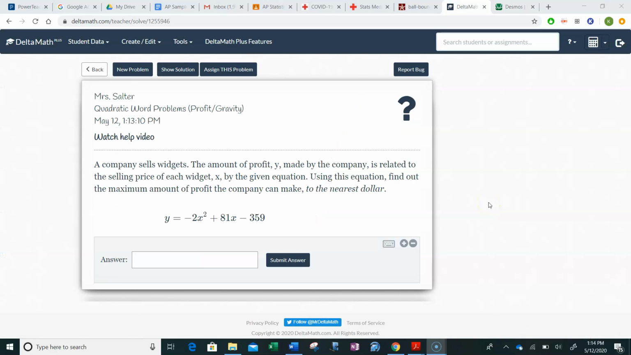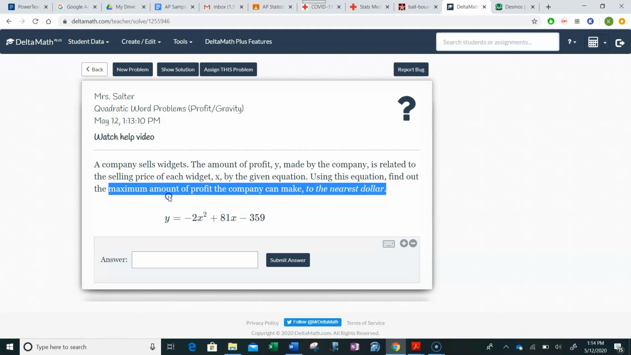Okay, so let's look at a Delta Math question. A company is selling widgets. The amount of profit Y made by the company is related to the selling price of each widget X by the given equation. Using this equation, find out the maximum amount of profit the company can make to the nearest dollar. So folks, it is asking for the maximum amount of profit. Immediately you know you need to find the maximum of this function, which is the vertex.